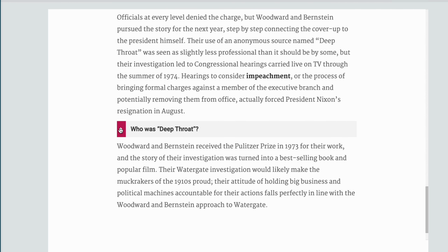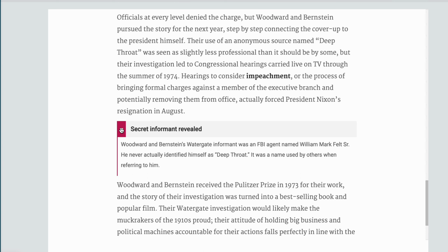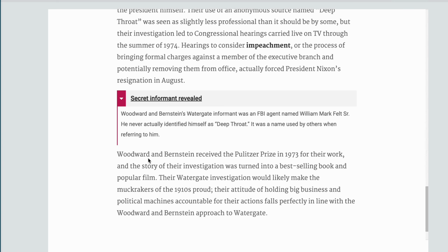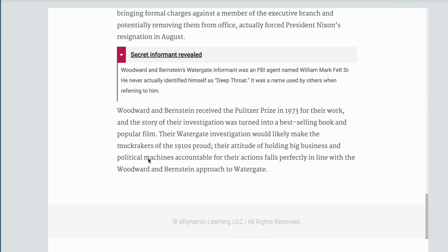And one more time, who was Deep Throat? Those were Woodward and Bernstein's Watergate information sources, and those were the two journalists who investigated what happened, and they tracked what happened in the Watergate office robbery to the president himself.